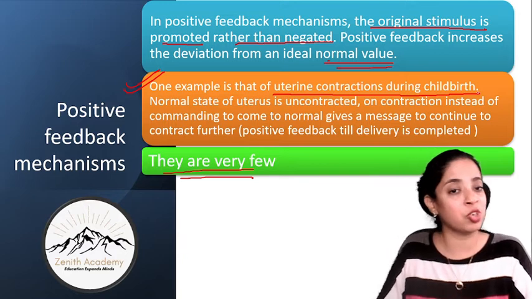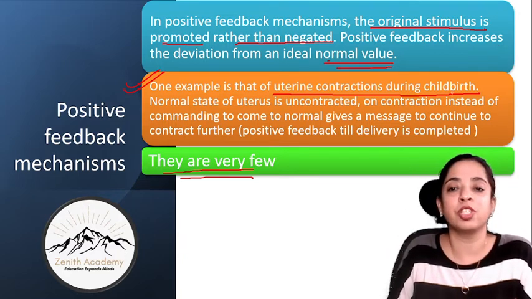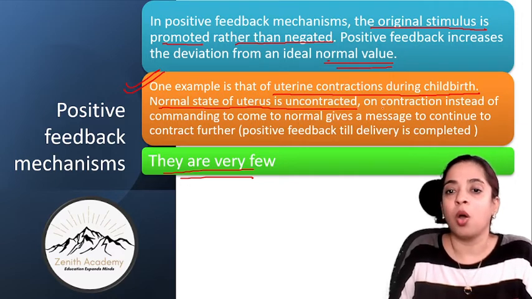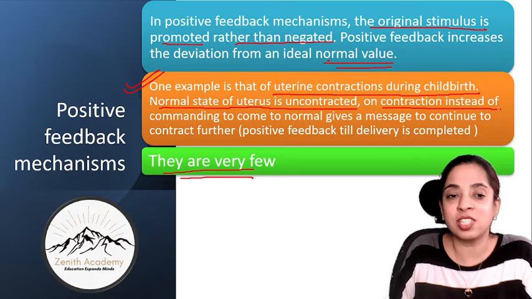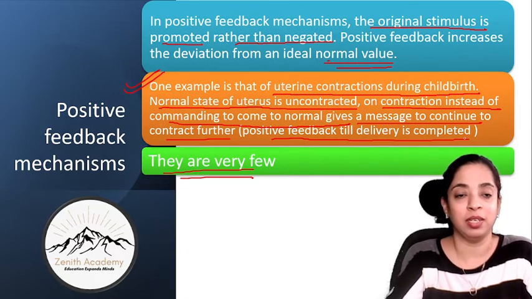I hope you have understood this. So one example is that of uterine contractions during childbirth. The normal state of the uterus is uncontracted. On contraction, instead of commanding it to come to normal, it gives a message to continue to contract further. So positive feedback, till delivery is completed.